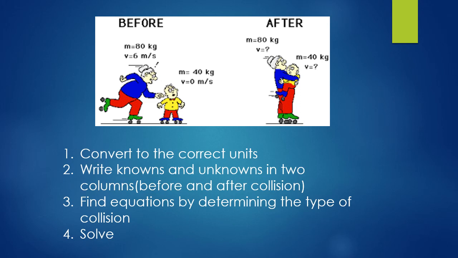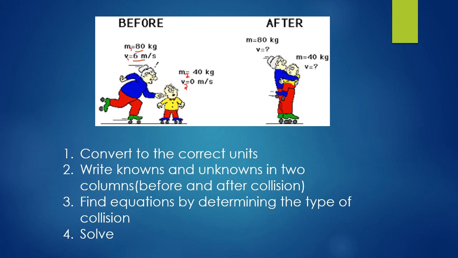So let's look at a quick example of an inelastic collision. We have a grandma and her grandson. They're roller skating. Grandma has her own mass of 80 kilograms and her own velocity at 6 meters per second. So this would be, before the collision, my M1 and my V1. Now the child has his own mass, so I'm going to call that M2, of 40 kilograms, and his own velocity, this would be our V2, of 0, which means he's not moving, he's standing still.